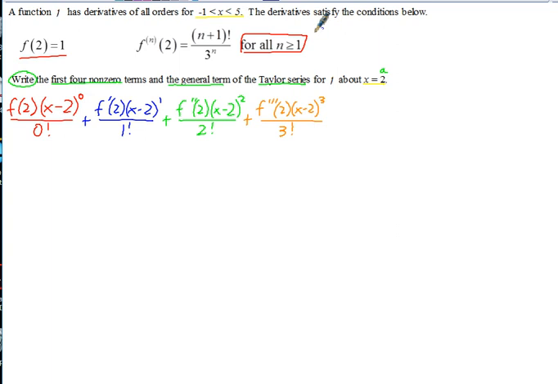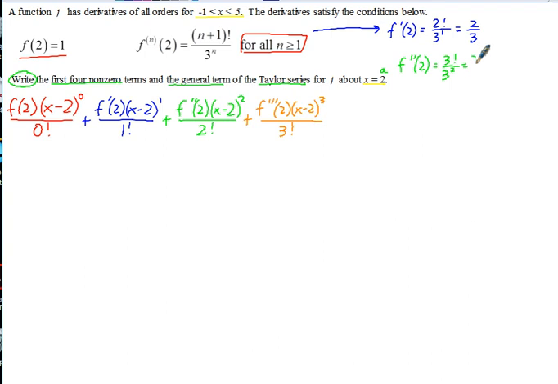So here's our formula here. We're just going to use that to find f prime of 2. Well, n is, in this case, 1, right? It's the first derivative. That would be 1 plus 1, so that would be 2 factorial divided by 3 to the n is 1 to the first, so that's 2 factorial is just 2 times 1 is 2, divided by 3 to the first is 3, so that gives you 2/3. So f prime of 2, which will go right here, is 2/3. Then f double prime of 2 would be, if n is 2, that would be 2 plus 1, that would be 3 factorial over 3 squared.